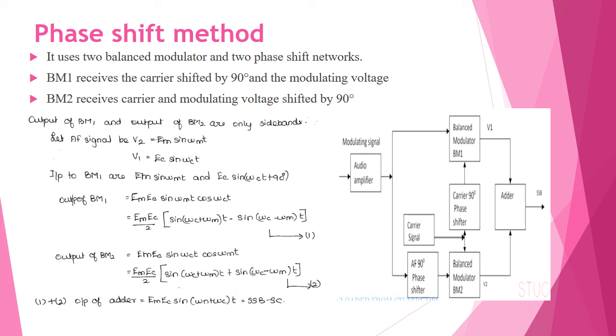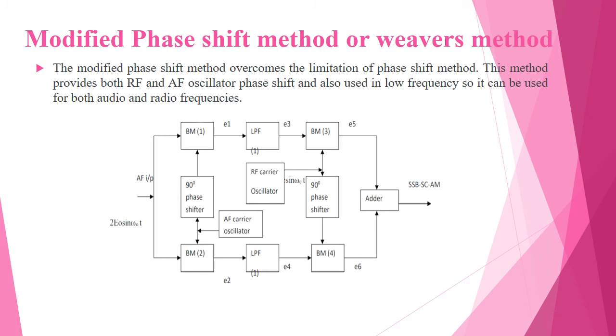So likewise we have to find the output of BM2. So Em Ec sin omega c t cos omega m t, that is Em Ec by 2 into sin (omega c plus omega m) t plus sin (omega c minus omega m) t. This will be denoted as equation 2. So now we have to get the output of the adder. We have to add the first equation and the second equation. So we will receive the output as Em Ec sin (omega m plus omega c) t. That is the SSB SC generation.